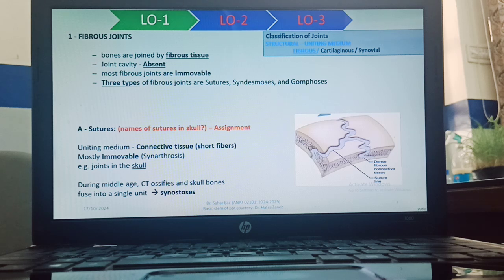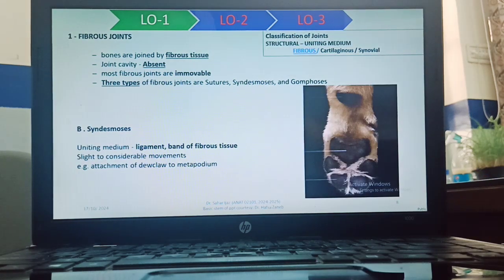During the Middle Age, this connective tissue, the short fibers, ossify, and the skull bones fuse into a single unit. That is called synostosis. Then in the fibrous joints, the second type is syndesmosis, where the uniting medium is still connective tissue fibers, but these fibers are like a ligament, a band of longer fibrous connective tissue. It is still a fibrous joint, so there's no joint cavity there.